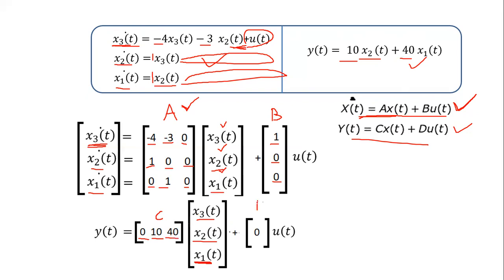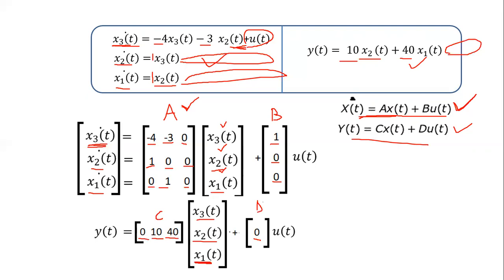Plus D into u of t. Now we need to cross check in the y of t equation whether any u of t term is there or not. No, we do not have any u of t term, so it is 0. So the D matrix is 0. Now we have identified the A, B, C, D matrices. These two equations together we call the state model.